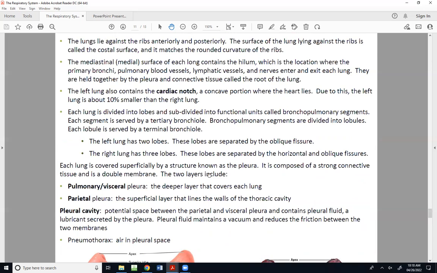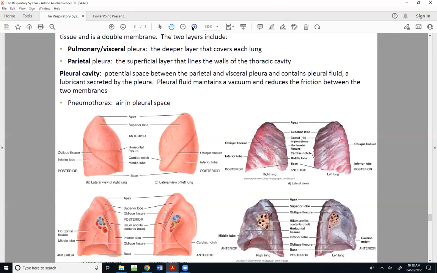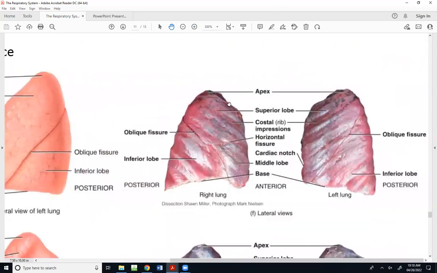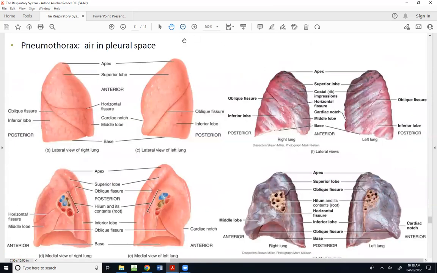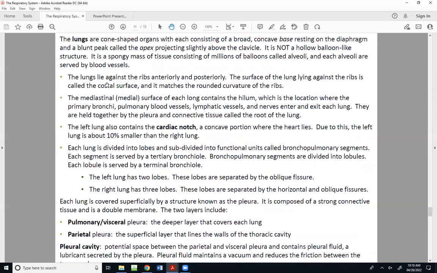The surface of the lung lying against the ribs is called the costal surface, and it matches the curvature of our ribs. And you can really get a good feel for that here in our two lateral views, where we can see these little indentations or impressions, as they're labeled, from the actual cadaver lungs, which is kind of cool. We always know, once again, if you don't remember, the word costal refers to ribs.